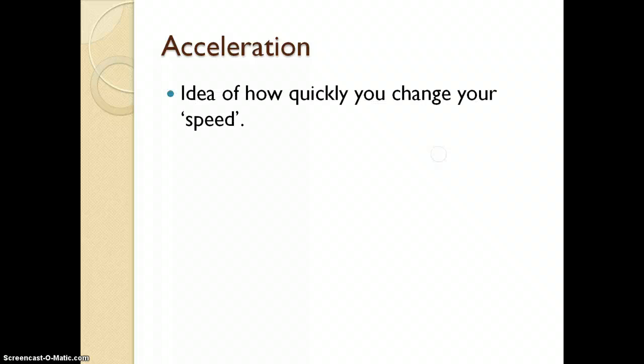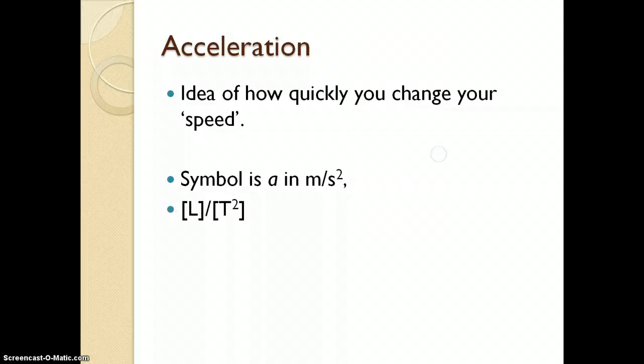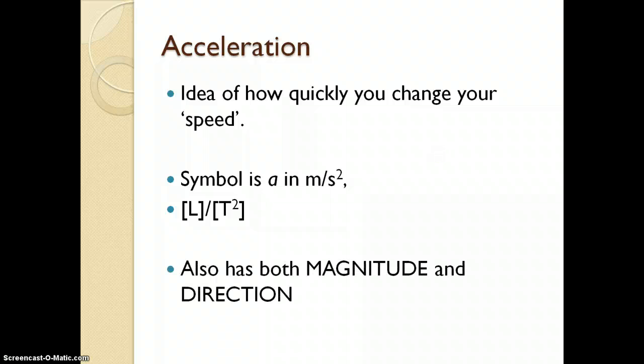So now for the last part, let's look at acceleration. It's the idea of how quickly you change your speed. The symbol is A. It's in meters per second squared, which from your packet you know, it's a length over a time squared. And just like velocity and displacement, it also has a magnitude and it has a direction.